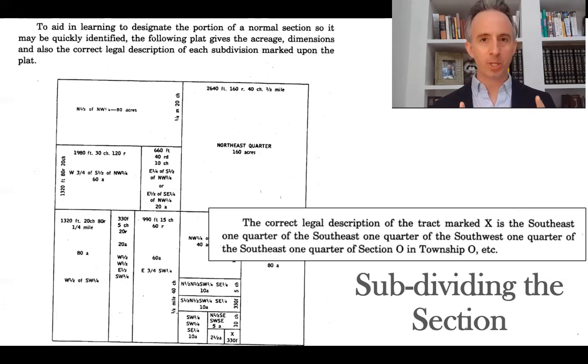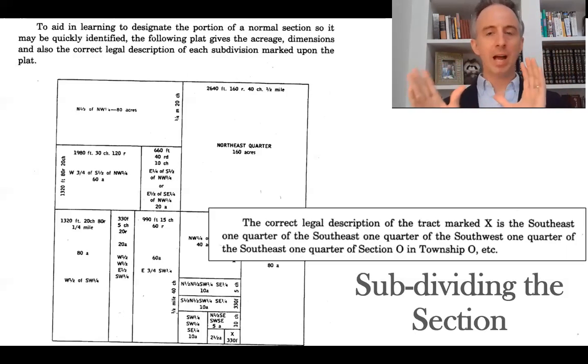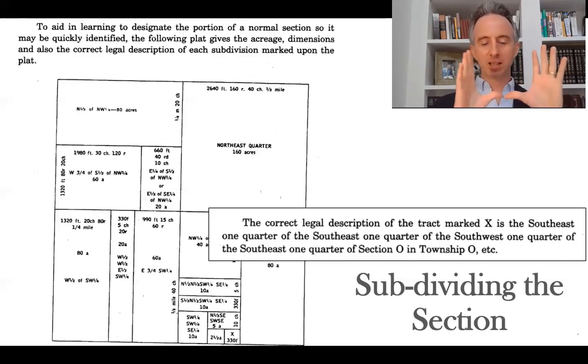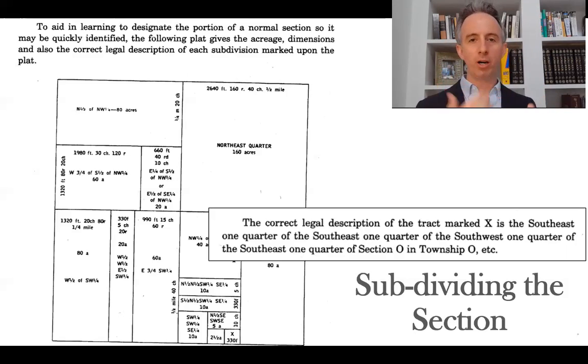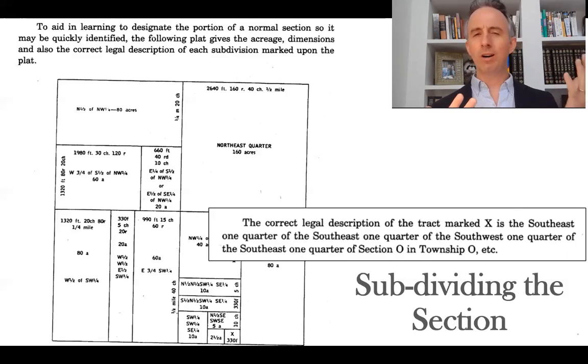Because the correct legal description for that tiny little property marked with an X, which is just 2.5 acres, is the southeast 1/4 of the southeast 1/4 of the southwest 1/4 of the southeast 1/4 of that section as a whole. The section is called section O in township O, but the important thing is that if you take that whole 640 acre section, this is the southeast 1/4 of the southeast 1/4 of the southwest 1/4 of the southeast 1/4. When you see that kind of description in your book, it will be hard to figure out where exactly that is in the section.